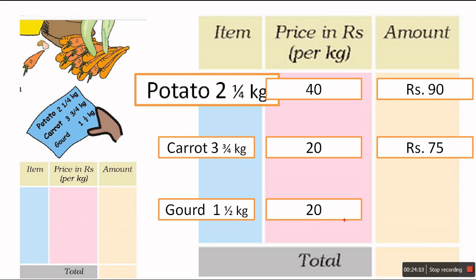So the cost of 1.5 kg: 1 kg is 20, and half kg is 20 by 2. So 20 plus 20 by 2 is 10. When we divide 20 by 2, it becomes 10. So rupees 30. Okay, rupees 30. Now we will add the amount.